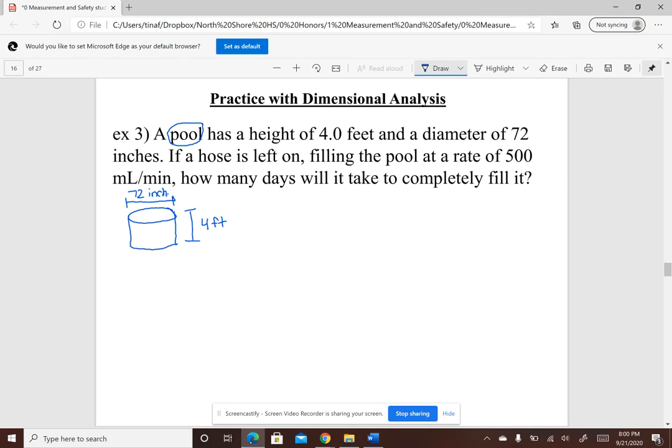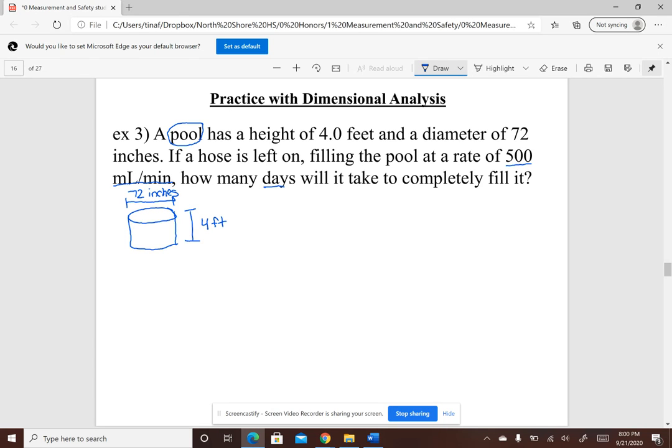Notice that they're not given to you in the same unit. So when you go to find the volume of this swimming pool, you're going to have to convert either one or both of those numbers so that they are in the same unit. So now they're telling us a hose is left on and we're filling the pool at a rate of 500 milliliters per minute. So that's a conversion factor that I'm going to have to use later on. And I want to know how many days it will take to completely fill it.